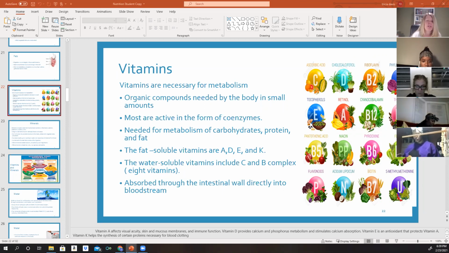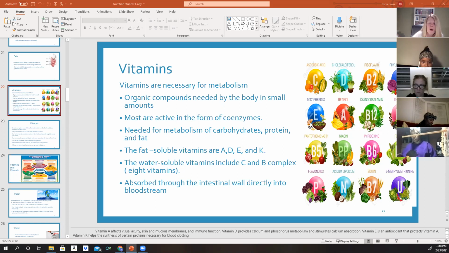So vitamin A is good for visual acuity. It helps our skin, our mucous membranes. It helps promote our immune function so we can fight off infection. Vitamin D provides calcium and phosphorus metabolism, and it helps stimulate calcium absorption. Vitamin E is an antioxidant that protects vitamin A. It's good for our skin. Vitamin K helps the synthesis of certain proteins that are necessary components of blood clotting.